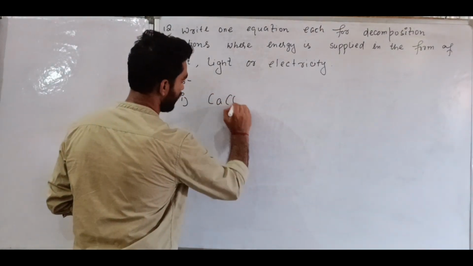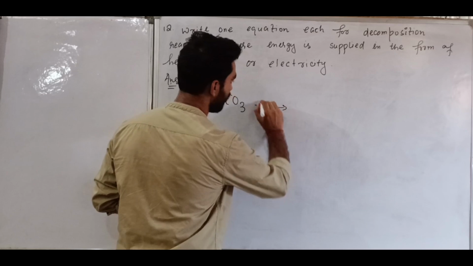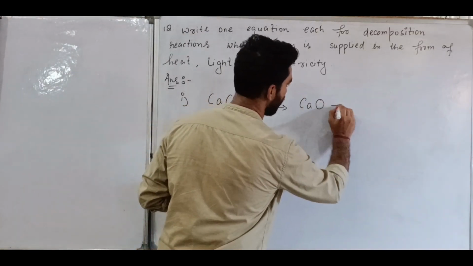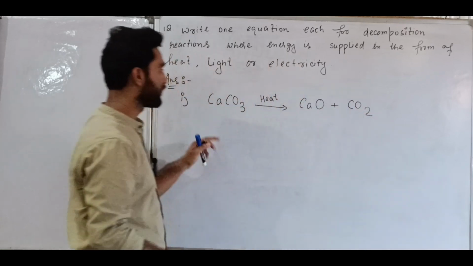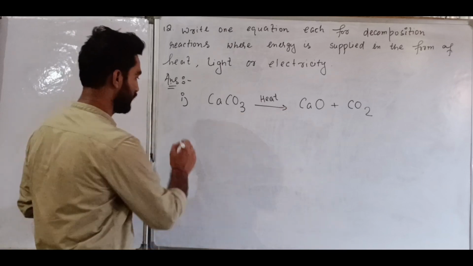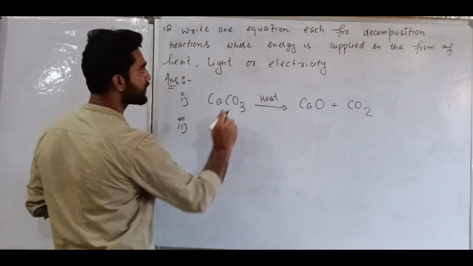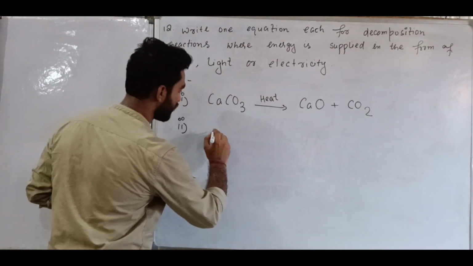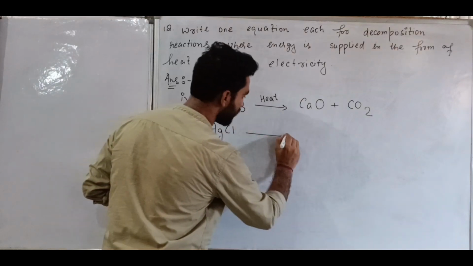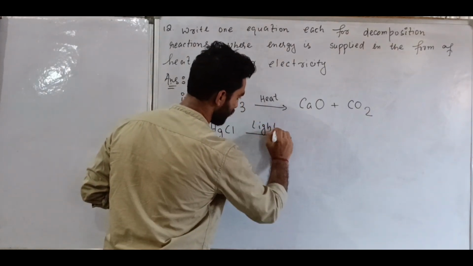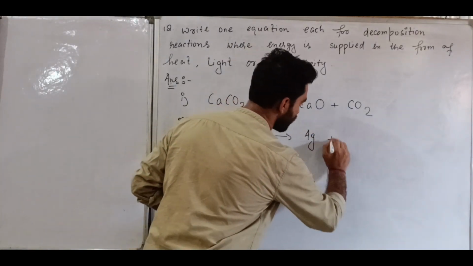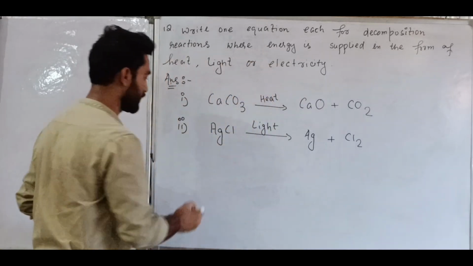First one, calcium carbonate. If we provide the heat to the calcium carbonate, it will break into calcium oxide plus carbon dioxide. So it is an example of decomposition reaction where the source of energy is heat. Next, the source of energy has to be light. Silver chloride, in presence of light, breaks into silver plus chlorine gas.